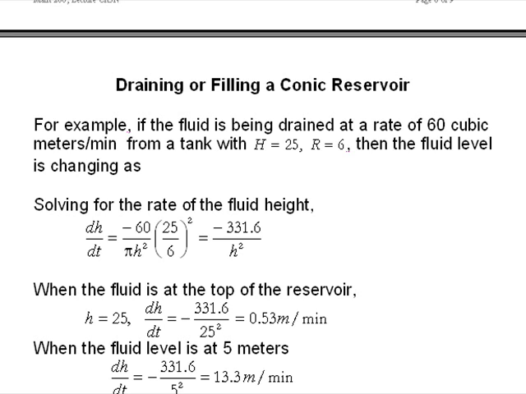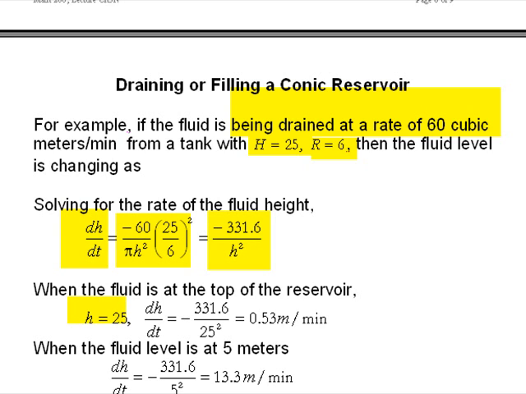Okay, here we go. Let's say that I'm going to drain the fluid out of this at a rate of 60 cubic meters per minute. And the tank is 25 meters high, and at the 25 meters its radius is 6 meters. All right. So I want to see how the fluid level is changing, dh by dt. I plug those numbers in and work it out. Actually, it turns out that it's minus 33.16 over h squared. The minus sign is because I'm draining fluid out of the tank.